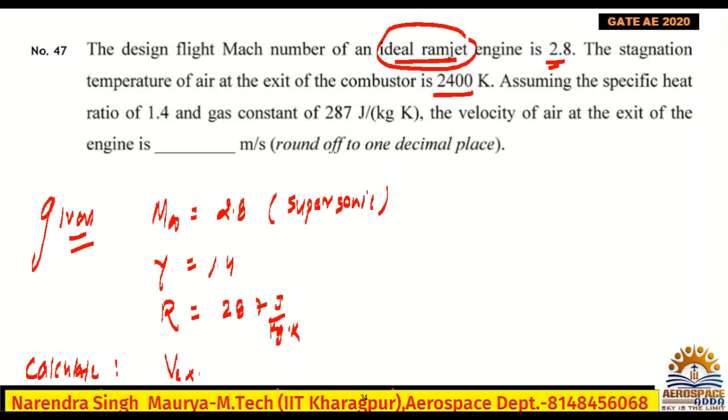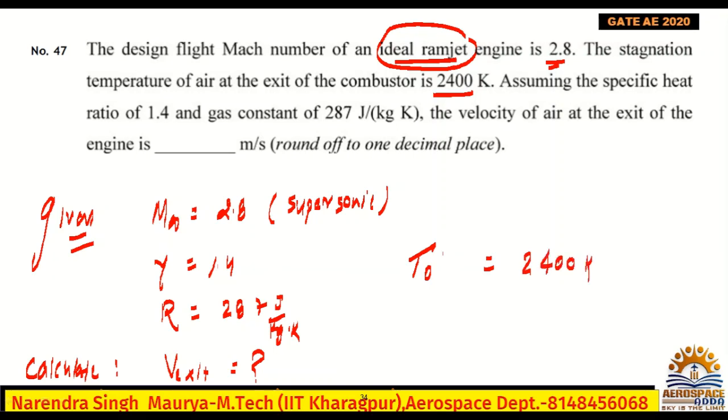We need to find the exit velocity. In the given data, they have given the stagnation temperature. Stagnation temperature means T naught, at the exit of the combustor. So wherever the combustor is, that exit temperature is given as 2400 Kelvin. Huge temperature, right?